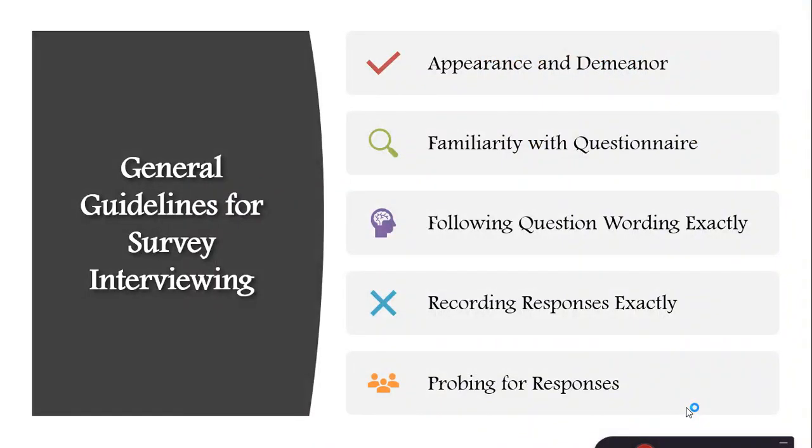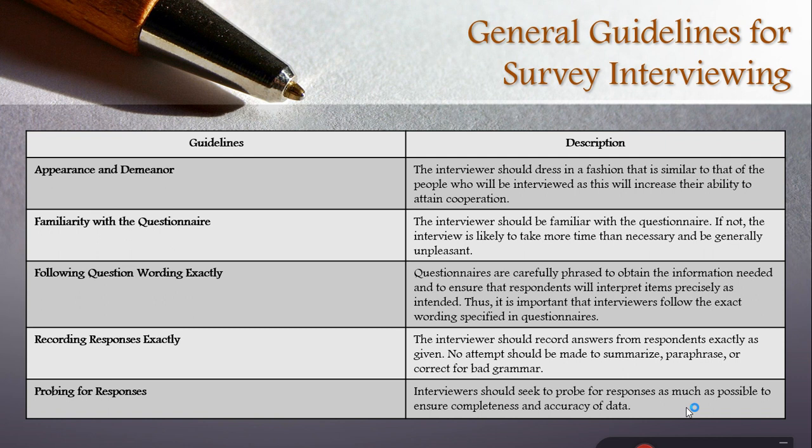In terms of general guidelines for survey interviewing, your text talks about several of them, and they include appearance and demeanor, familiarity with the questionnaire, ensuring that the interviewer follows the question wording exactly, as well as that they record responses exactly, and as I just mentioned, where possible, that they probe for responses. So in terms of appearance and demeanor, it's important that the interviewer dress in a fashion that is similar to that of the people who will be interviewed.